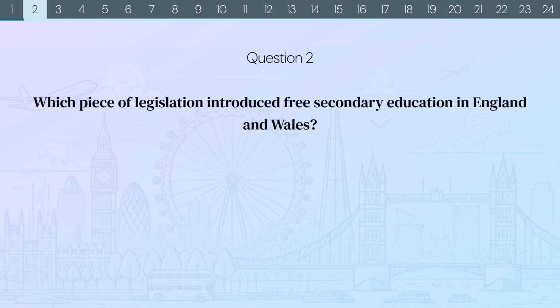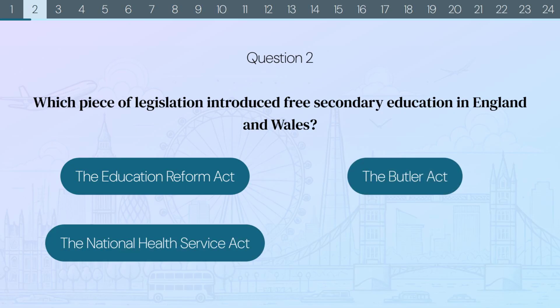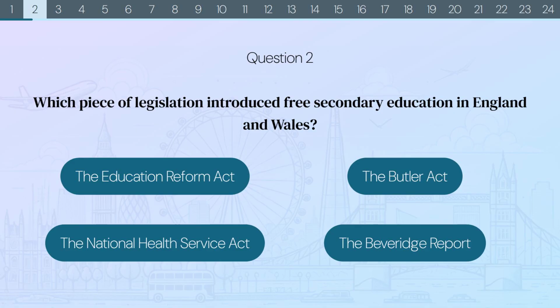Question 2. Which piece of legislation introduced free secondary education in England and Wales? The Education Reform Act, the Butler Act, the National Health Service Act, or the Beveridge Report? The correct answer is the Butler Act.